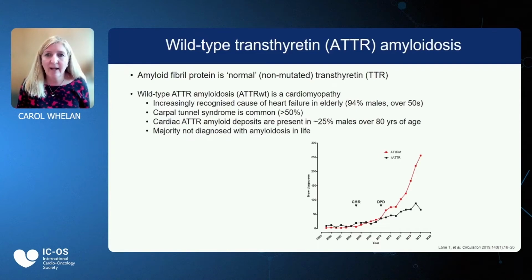It is typically affecting men. 94% of the patients are male over the age of 50. Carpal tunnel syndrome is common, and ATTR amyloid deposits are present in around 25% of men over the age of 80, but often it is not diagnosed in life.